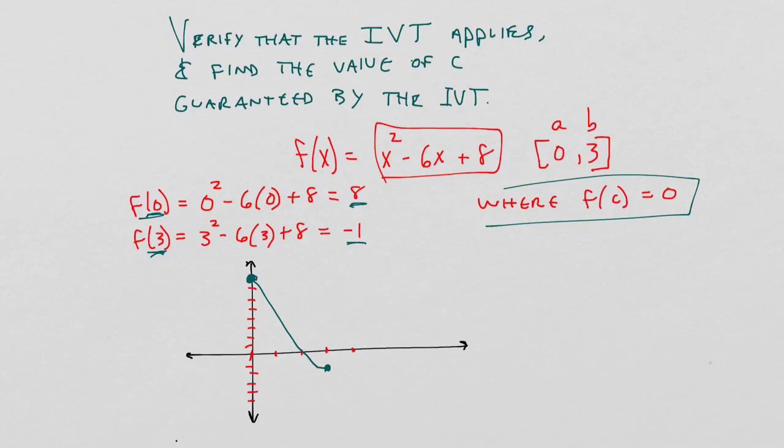So this condition here, it says where f of c is equal to 0, what this means is that there is some c, or some input value along the x-axis, such that the output is 0. In other words, it is a 0, and our job is to find that 0. So to do that, we're going to set our equation equal to 0, and we have a quadratic equaling 0. We're going to factor this thing.